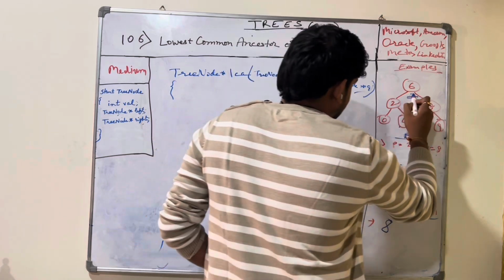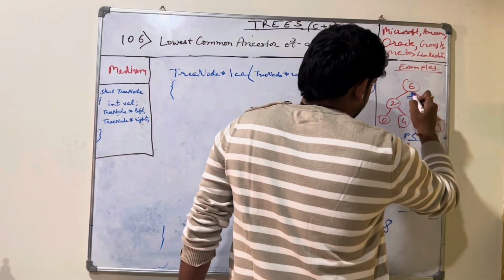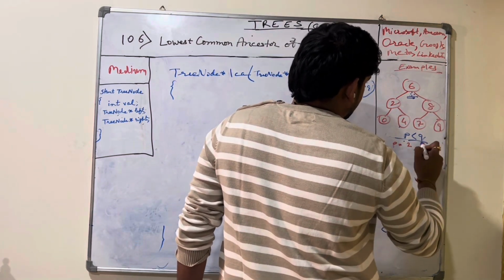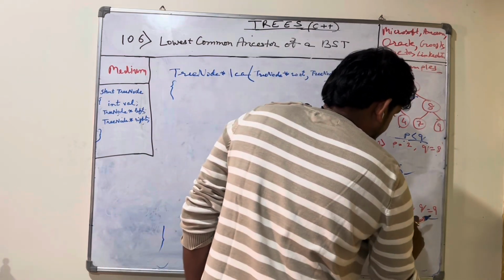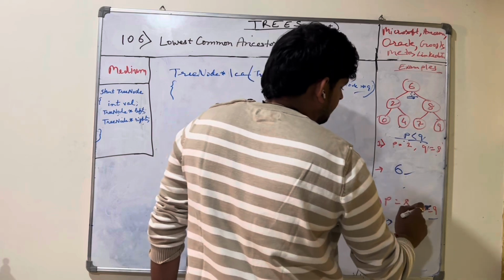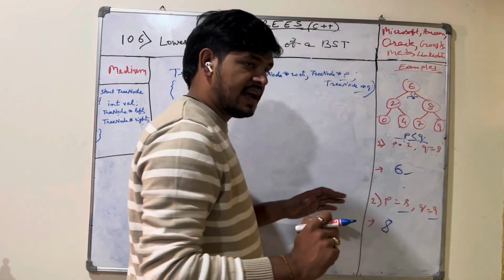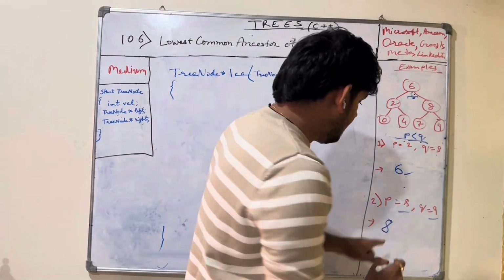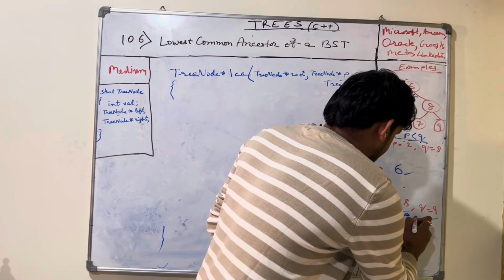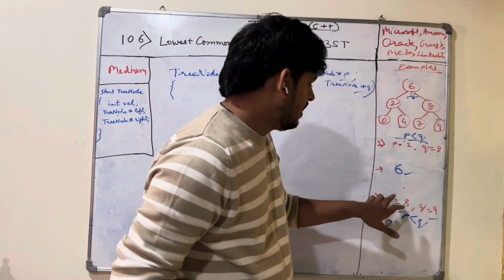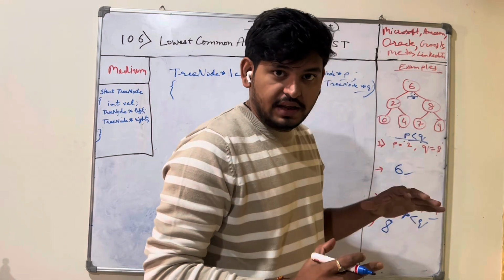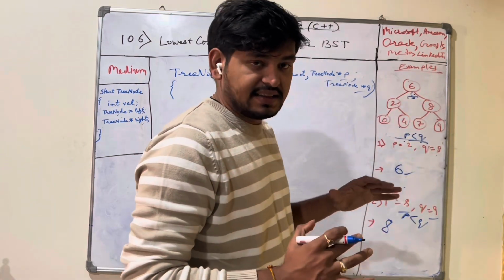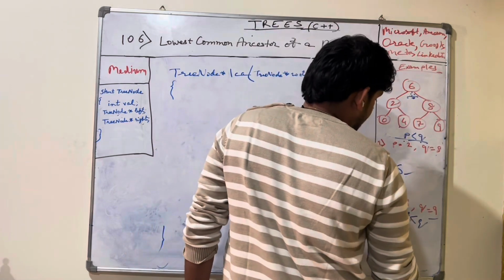Okay, so in this case, when we go to 6, 6 is greater than 2 and less than 8. So 6 is our answer. Now here, P is equal to 8 and Q is equal to 9. Now you see that 6 is less than P as well. The property is correct: P is less than Q, 8 is less than 9. Now 8 and 9 are both greater than 6. 6 is less than both P and Q.